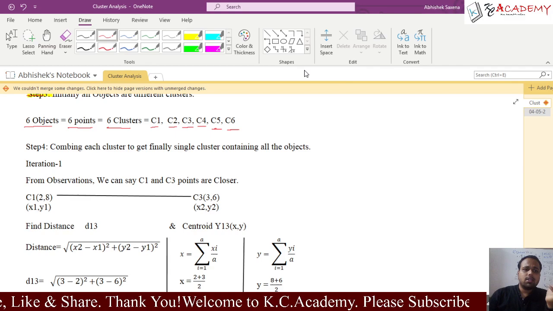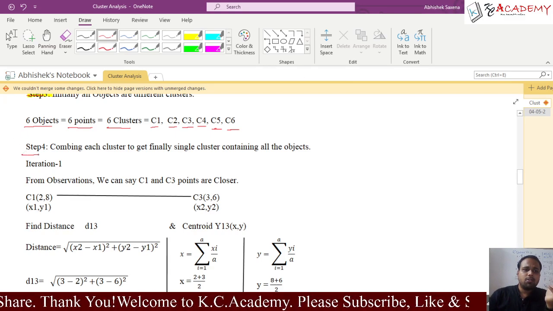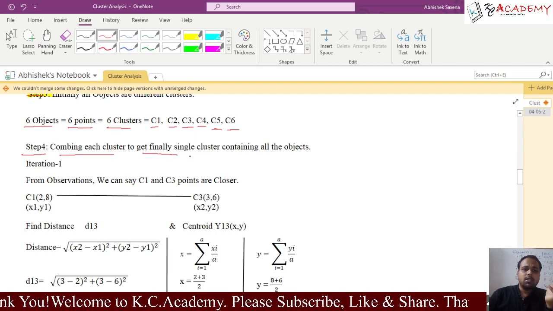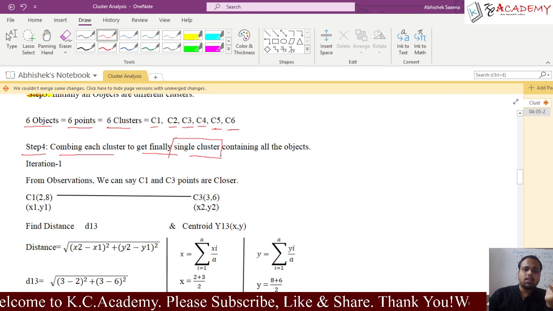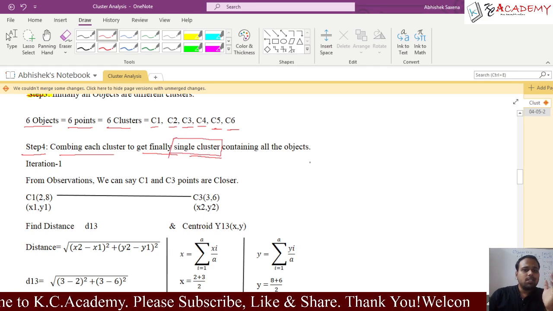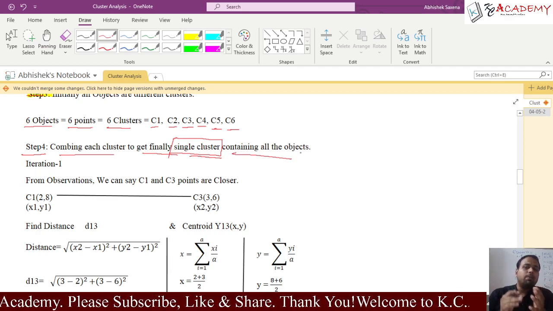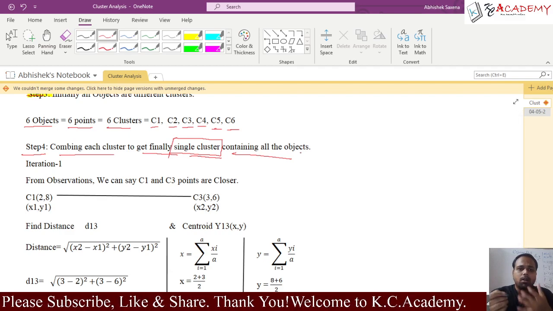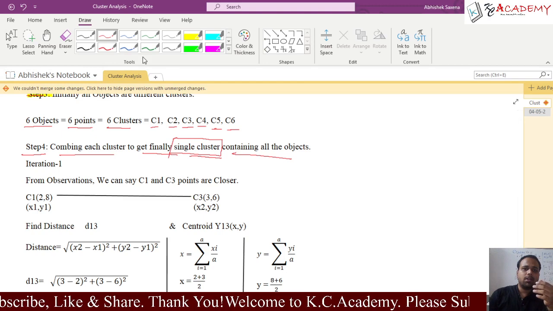What we'll do, that is step 4, we'll start with combining each cluster to get finally a single cluster. At the end what we want is a single cluster. Remember, at the end we want a single cluster containing all the objects. That is our prime target. So one by one we try to combine the members. For this we have to do different iterations.